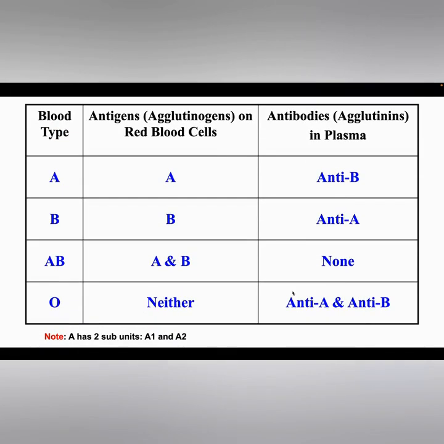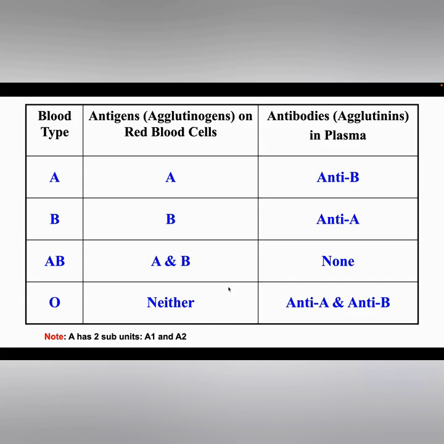So, it is very clear that an A blood grouped person has antigen A on the membrane of the RBC and antibody B in the plasma or serum. A B blood grouped person has antigen B on the membrane of the RBC and antibody A in the plasma. An AB blood grouped person has antigen A and antigen B present on the membrane of the RBC, and antibodies are not present in the plasma. O blood grouped people have no antigens on the membrane, and antibody A and antibody B are present in the plasma.